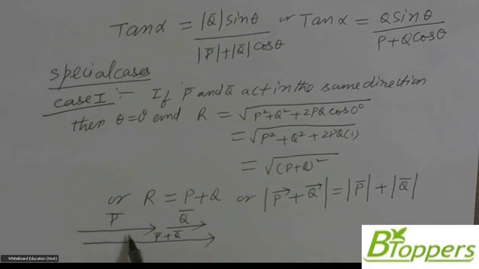For example, if a particle is displaced by 4 meters towards east, and next 3 meters towards east, that means in the same direction, the net displacement will be 7 meters towards east. That means the direction of the resultant or vector sum of two vectors will be same as the direction of either vector, if the two vectors are in the same direction. And magnitude of the vector sum of two vectors will be equal to ordinary sum of the magnitudes of the two vectors when the two vectors act in the same direction.